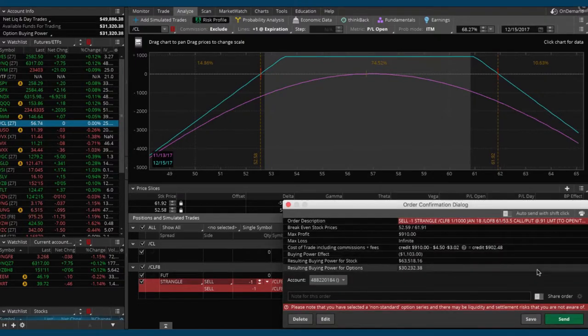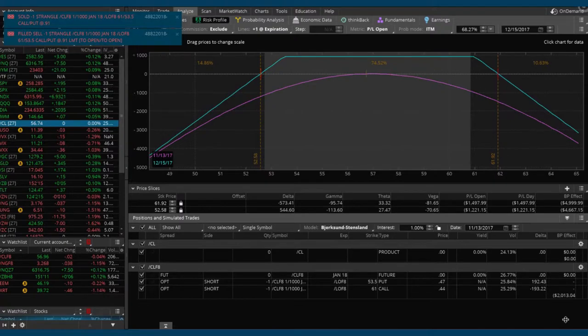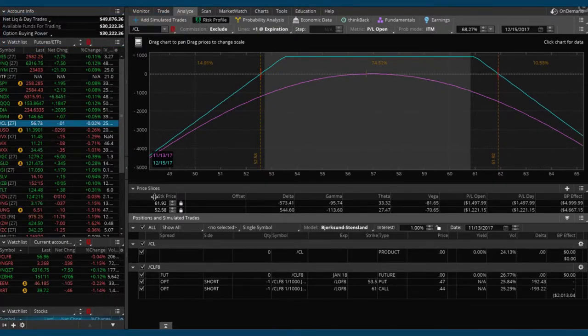Got it. Using a little over $1,100 in buying power, so that's good. Not too much. All right. Click send. Bam, done. And we got filled. So we are in. So I like that. I like the diversification we've got in our portfolio now.